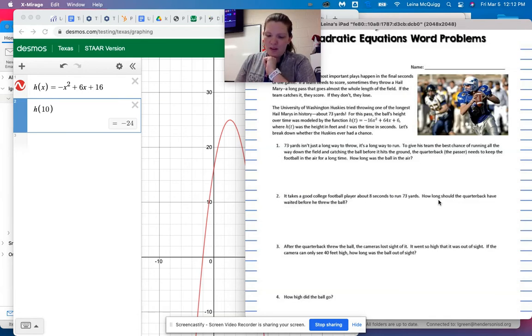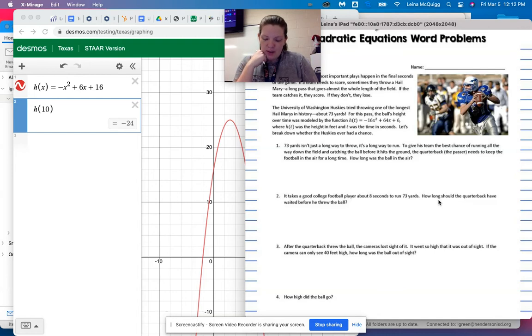For this pass, the ball's height over time was modeled by the function h of t equals negative 16x squared plus 64x plus 6, where h of t was the height. So h of t is telling me how high the ball's going, and t was the time in seconds. So this is telling me the height of the ball. And as I'm going this way, it's telling me how long it's taking the ball to get back down to the ground, okay?